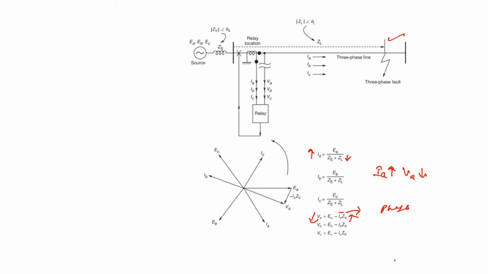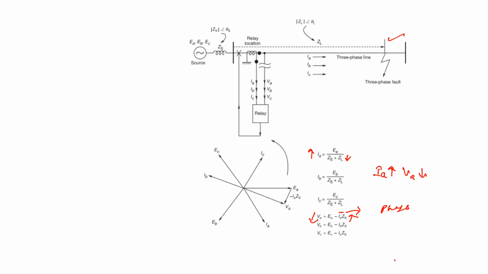In this diagram, you will see that we have different components. We have the source, then this is the source impedance. Now we have the location of the relay, where a CT is used at that particular point and the current is measured. Then a PT is used and the voltage is measured. This is the relay, and this goes to the circuit breaker.